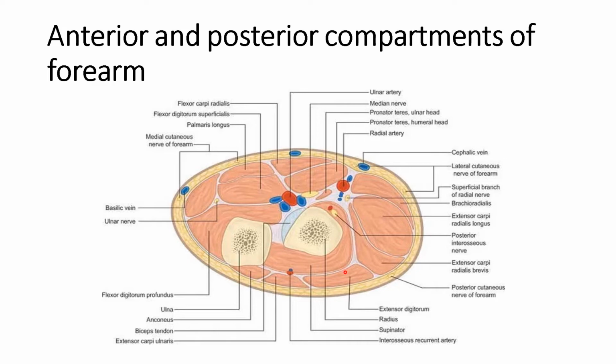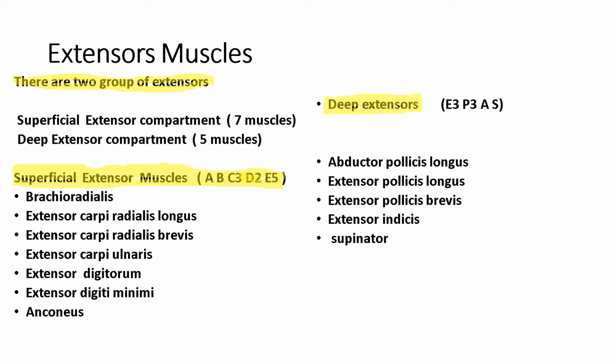Later you will study in detail the significance of these compartments. At this stage just remember that the forearm is divided into the anterior and posterior compartment, and the anterior compartment is also called the flexor compartment as it contains the flexor muscles, and the posterior compartment is also known as the extensor compartment as it contains the extensor muscles. And now I'll show you the extensor muscles in detail. So there are two groups of extensor muscles, the superficial extensor muscles and the deep extensor muscles.